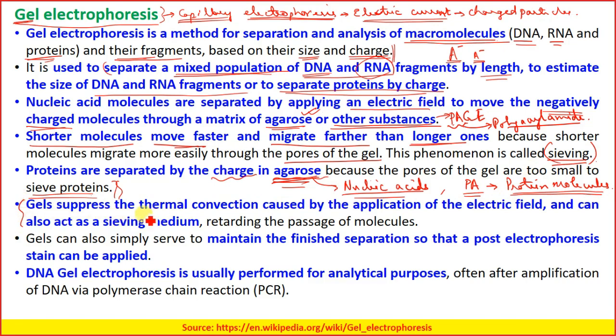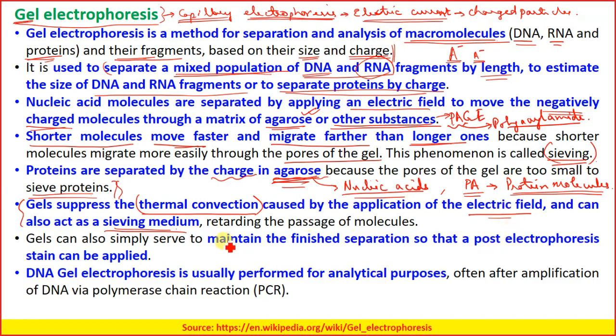Gels can suppress the thermal convection caused by the application of the electric field, and they can also act as the sieving medium. Okay, so since it prevents this thermal convection, it prevents the samples from being damaged due to the heating which is associated with the passing of the electric current through the gel matrices.